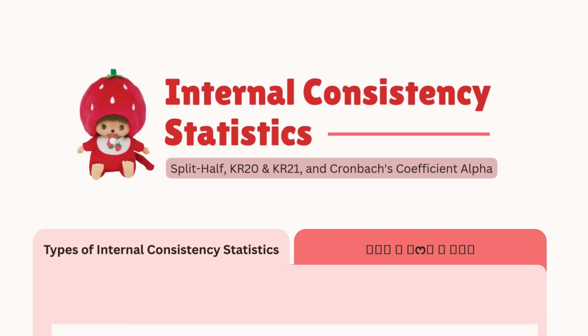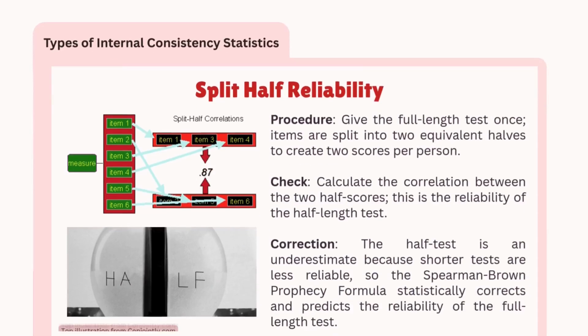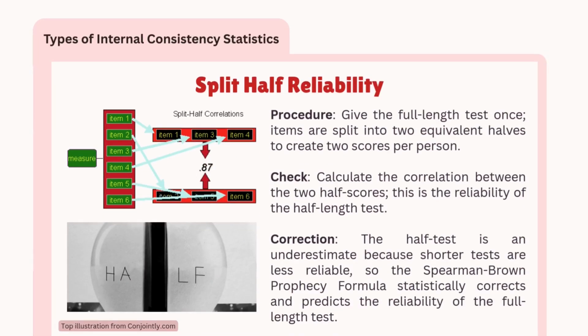So, as mentioned, there are a variety of methods to calculate internal consistency statistics, each with its own strengths and weaknesses. So let's go over each one. First, we have split half reliability. So split half reliability is a popular and efficient way to check a test's internal consistency, basically treating one test you gave once as if it were two separate mini-tests.